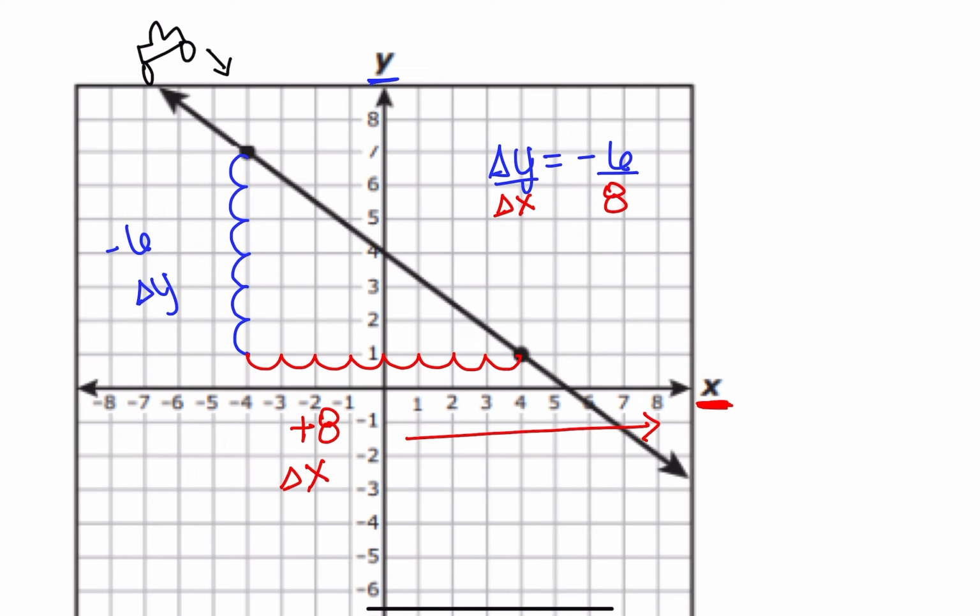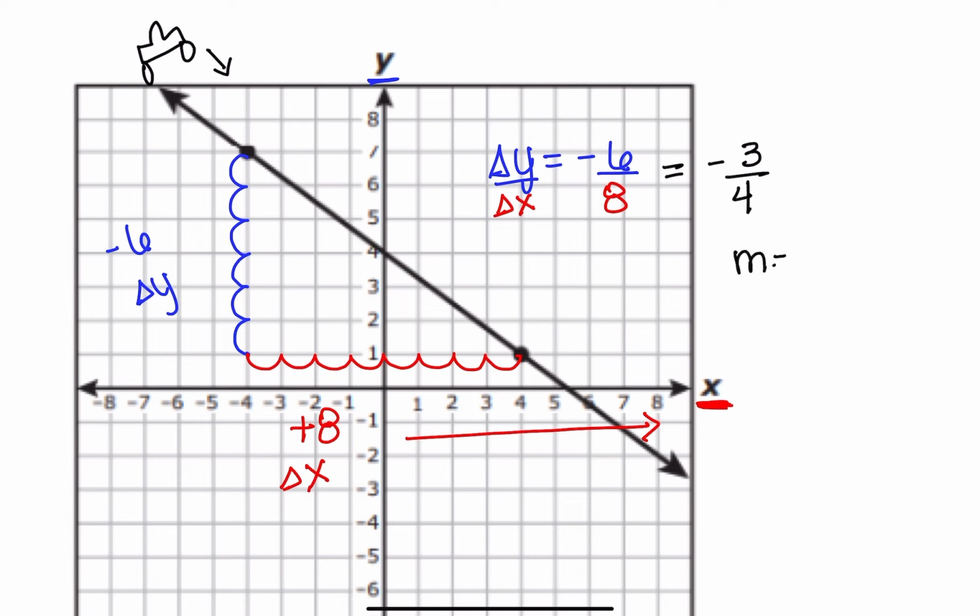Now, again, we need the most simplified version. If you were to go and put the answer of negative 6 over 8 as your slope, you are going to get it wrong because that's not the most simplified. So when you put it in your calculator, you get negative 3 over 4.